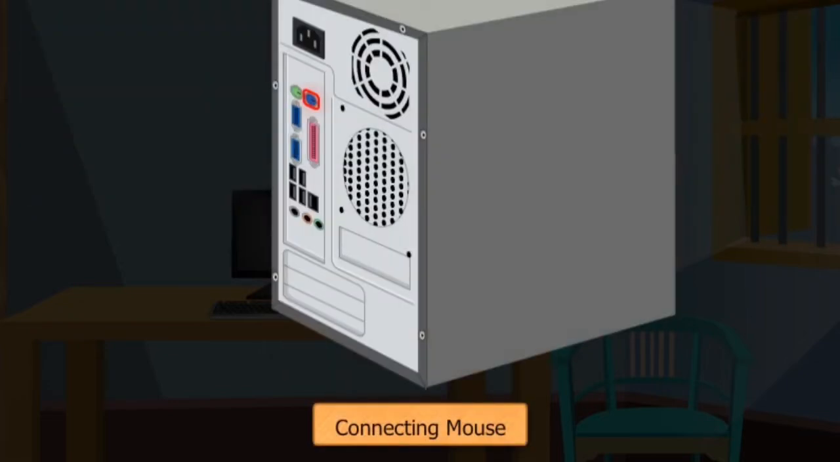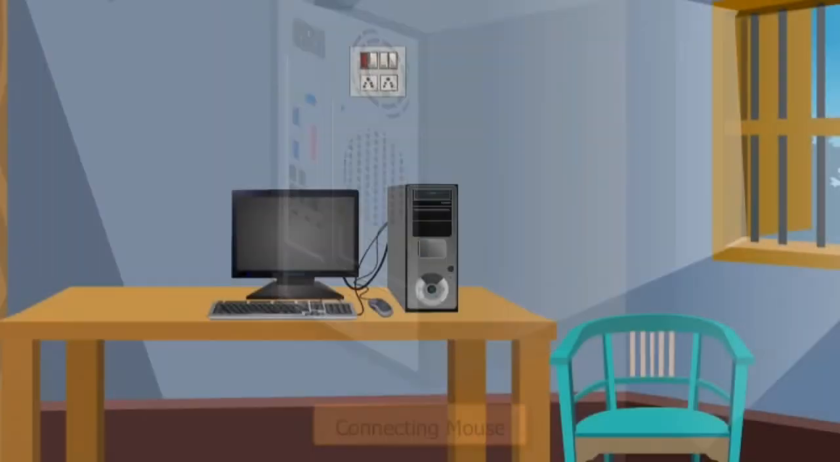If the mouse has a PS2 connector, connect it to the PS2 mouse port in the system unit. If the mouse has a serial connector, connect it to the serial port in the system unit. And if the mouse has a USB connector, connect it to any USB port in the system unit.